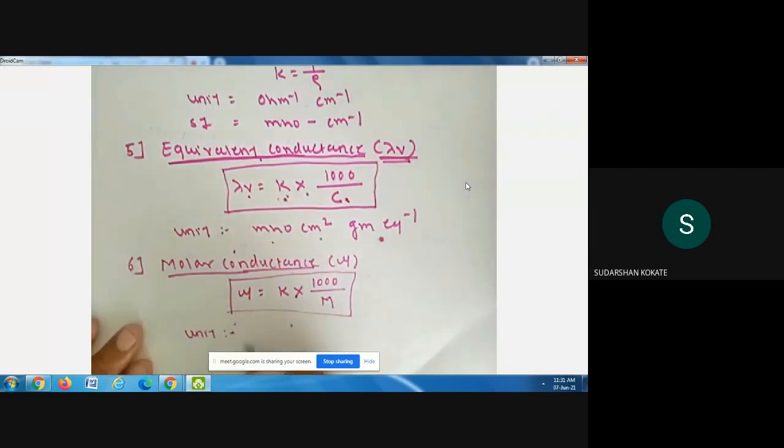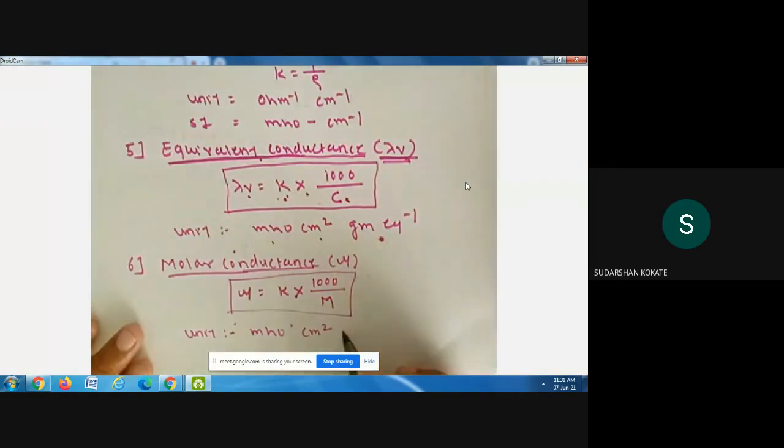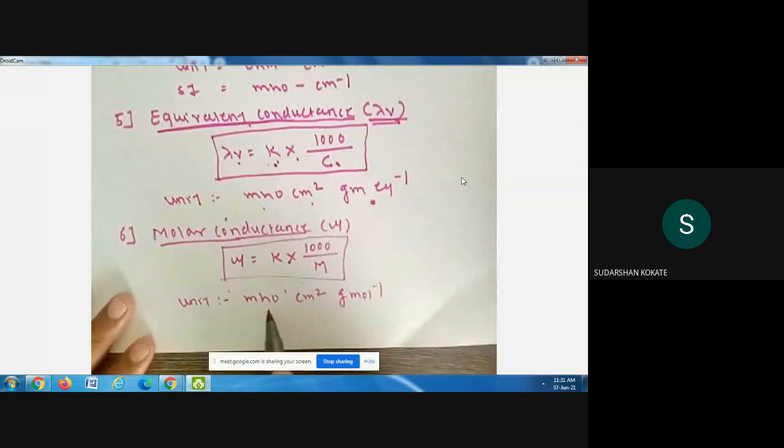Now what is the unit of your molar conductance? The unit of molar conductance is mho centimeter square gram equivalent inverse, so it becomes mho centimeter square gram mole inverse. You remember this one. So this is the unit of your molar conductance.